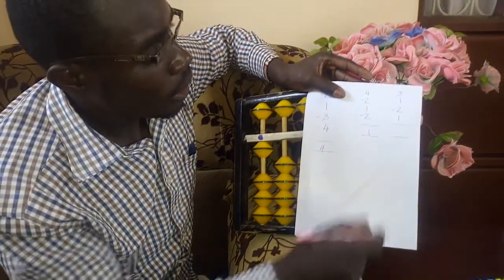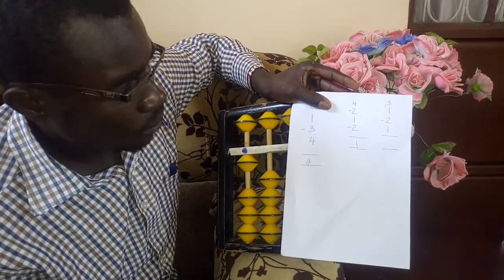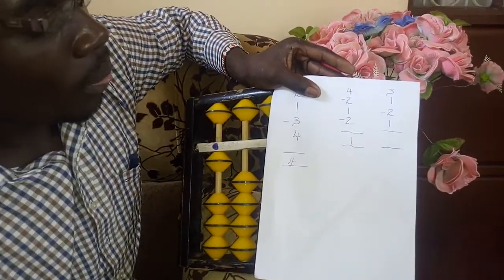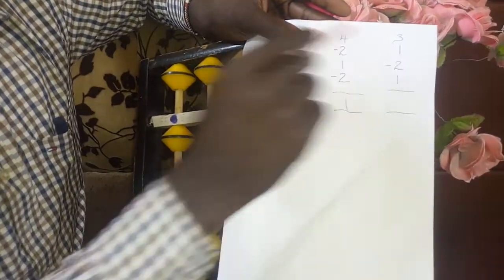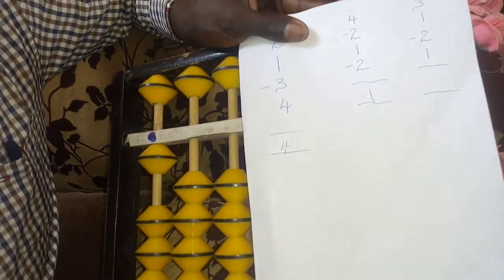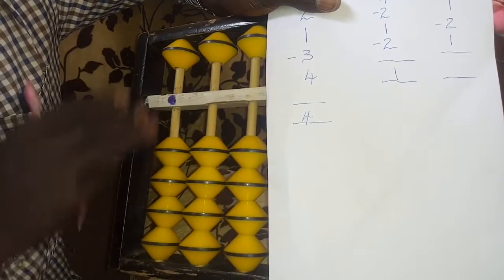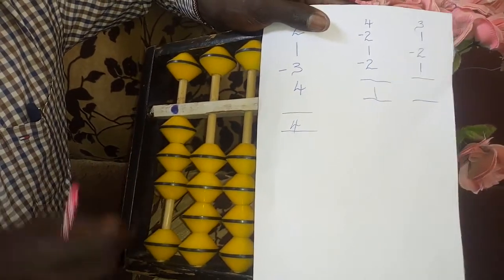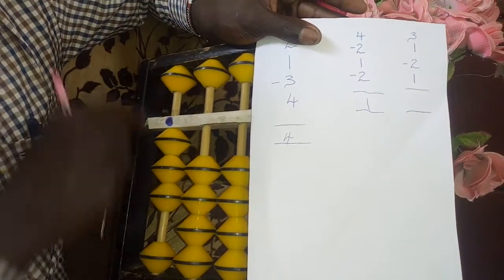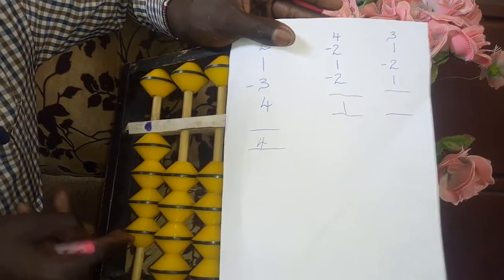Next, it is 3, add 1, less 2, add 1. Now, for this one, I will start. I clear my Abacus first. I start. 3. Add 1. I add 1.